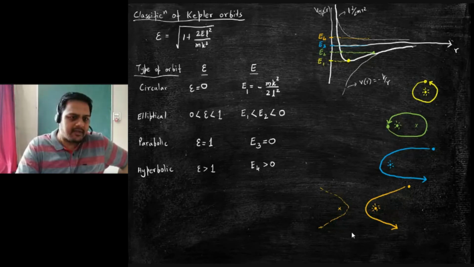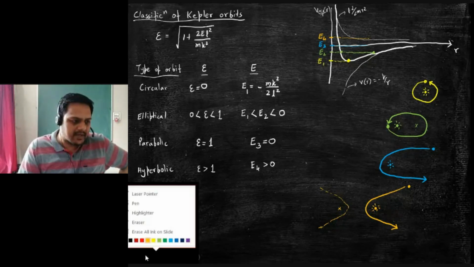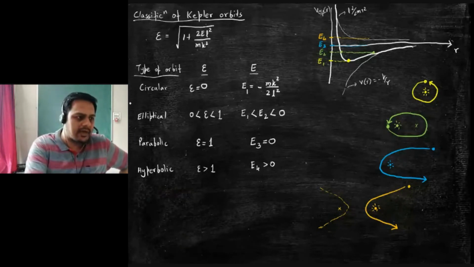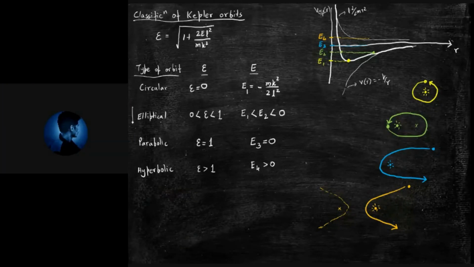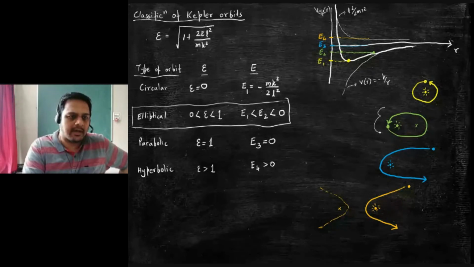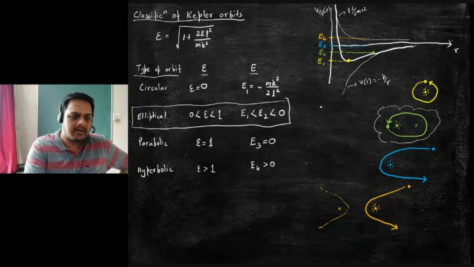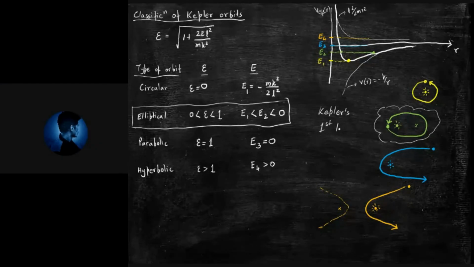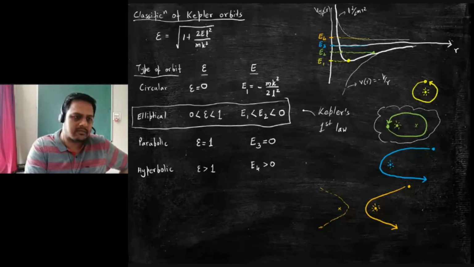All right. By the way, this particular second case which you have, case number 2, elliptical orbit, or this particular diagram which you have, elliptical orbit, same thing. This is basically Kepler's first law of planetary motion.